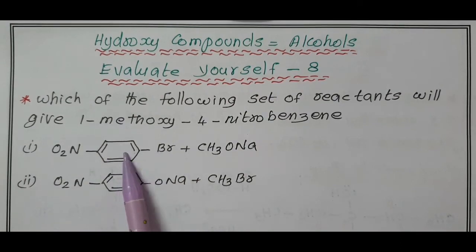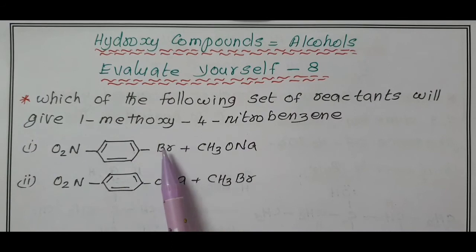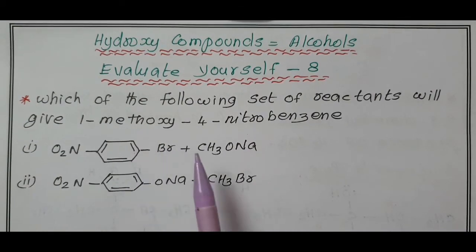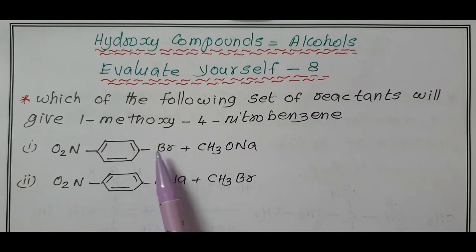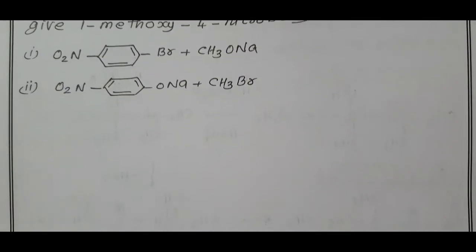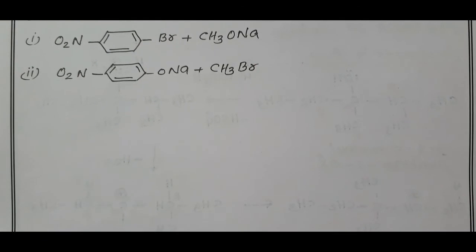para-nitrobromobenzene cannot be used as a substrate. The bromine atom is strongly bonded to the carbon atom. This Br minus cannot be easily removed. Therefore, the second reactant is used to prepare 1-methoxy 4-nitrobenzene. Now I write the equation.